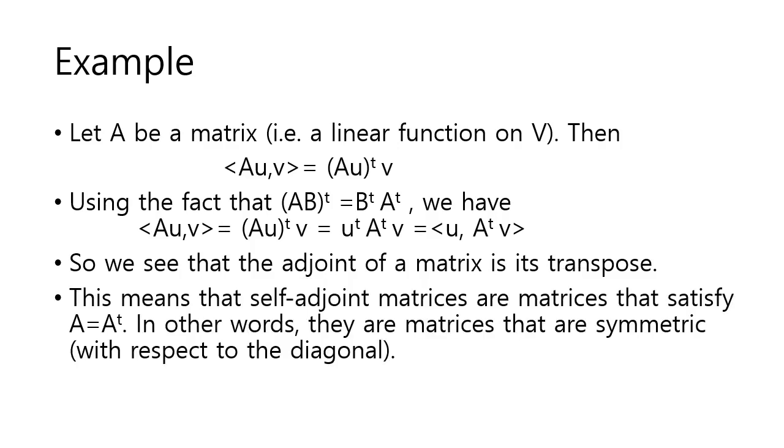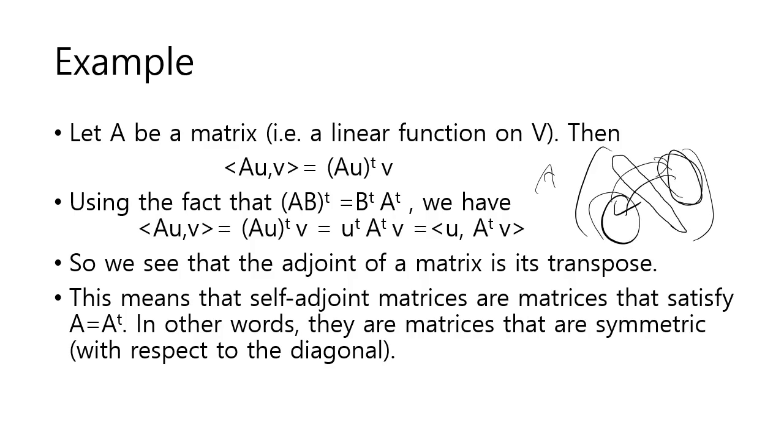Alright, so what's the implication then? That means that self-adjoint matrices are matrices that satisfy A equals to AT. In other words, if you have a matrix A, and if its transpose is same as the original, it's self-adjoint. But what does that mean? If you take the transpose, the diagonals stay the same, but whatever that's in here goes to the other side. Whatever that goes in here goes to that side. So that means if you have A equals to AT, that's a symmetric matrix with respect to this diagonal. Okay? So for matrices, it means that self-adjoint is same as symmetric.